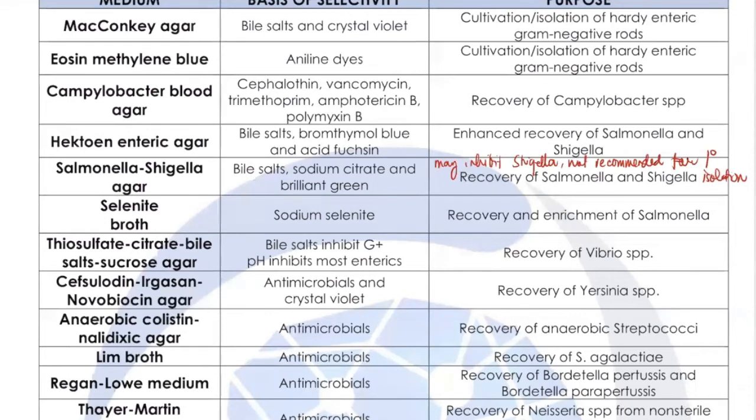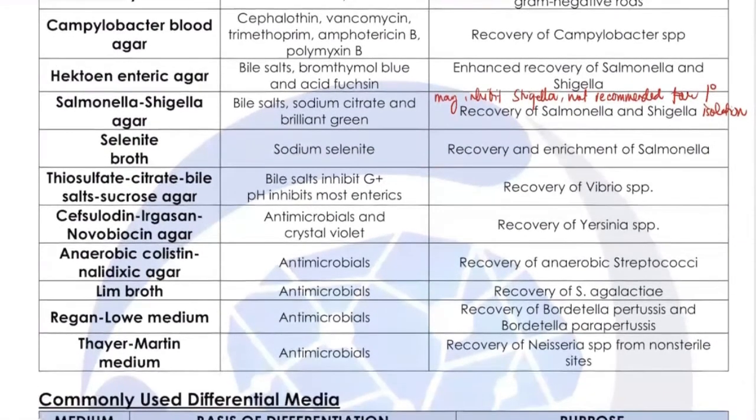Okay? Then we have CIN, the cefsulodin irgasan novobiocin agar. Take note, this is for the recovery of Yersinia species. That is also a topic in the ASCP exam. Okay? Then we have the anaerobic colistin nalidixic agar. Okay?